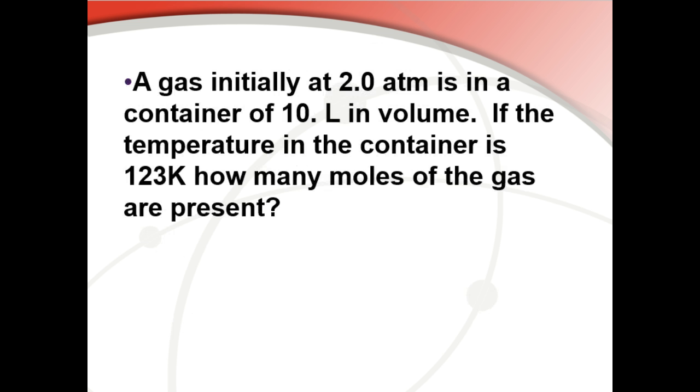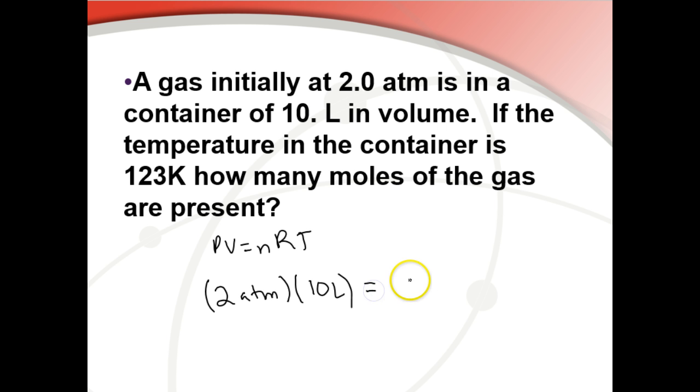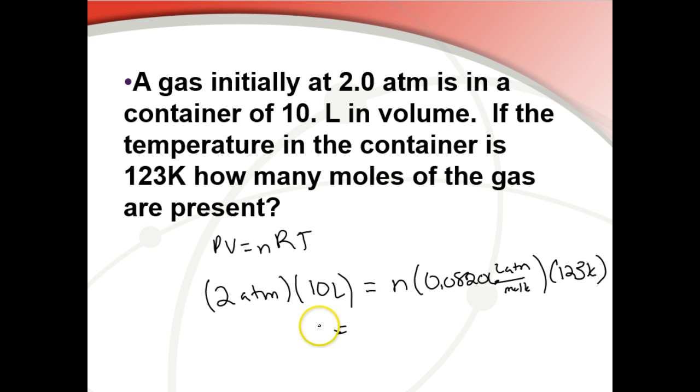And let's take a look at a quick example of just an ideal gas equation. So a gas initially had 2 atmospheres, so our pressure, so we get PV equals nRT. So 2 atmospheres in a 10-liter container. We want to know how many moles there are. We don't know n. R is 0.08206 liters atmospheres per mole Kelvin. And finally, temperature is 123 Kelvin. Remember, all of our calculations have to be in Kelvin. So we can plug this into our calculator and solve for n.